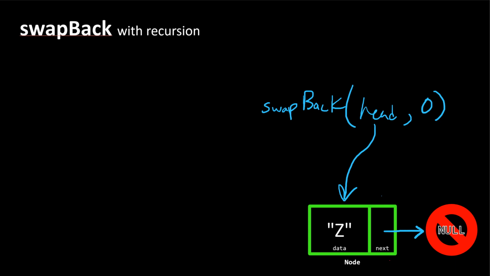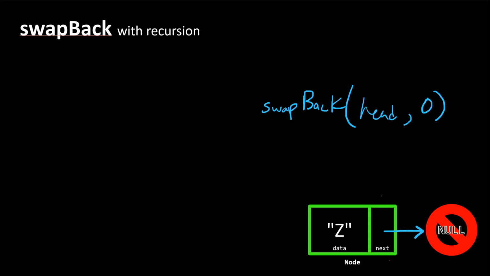And in this case, the only thing we have to do is say, all right, return head. So in the base case where there is no next node, we simply return head because this list has no more, it can't be swapped back. This node cannot be swapped back.